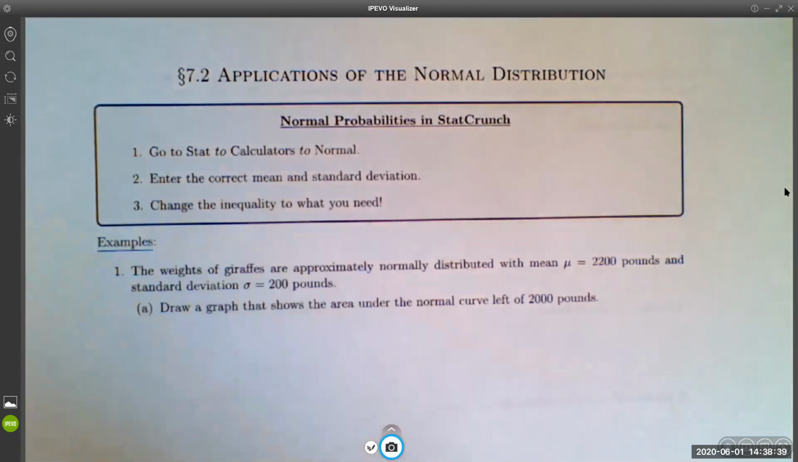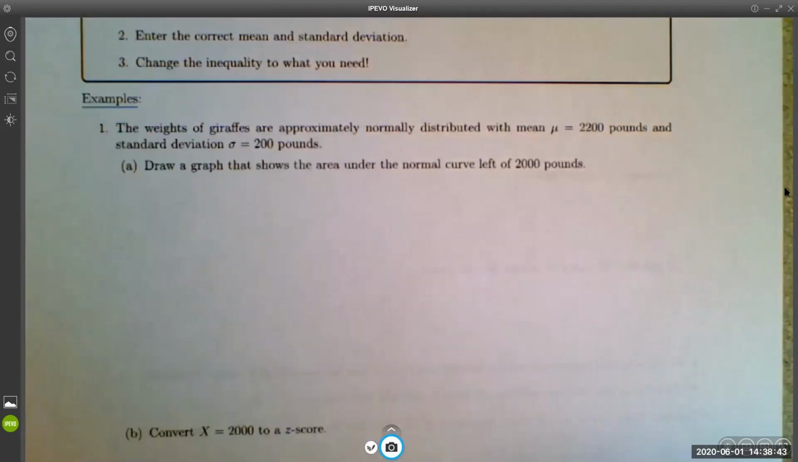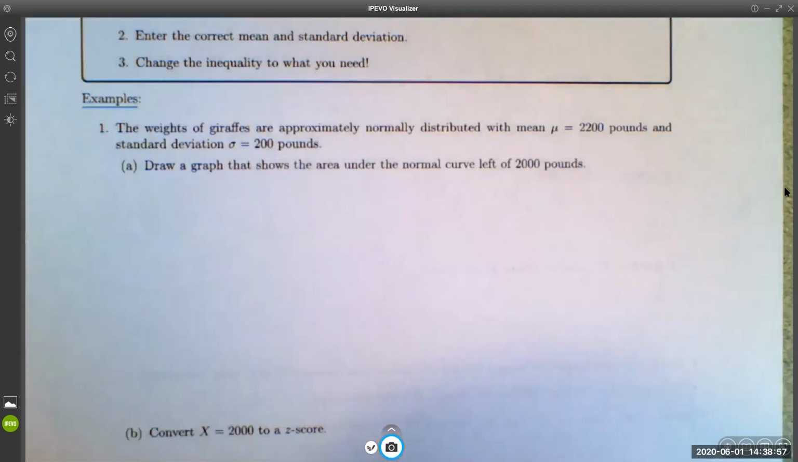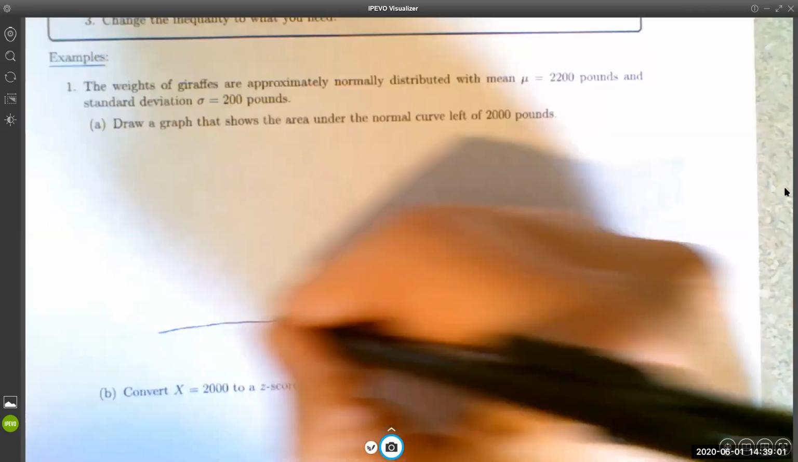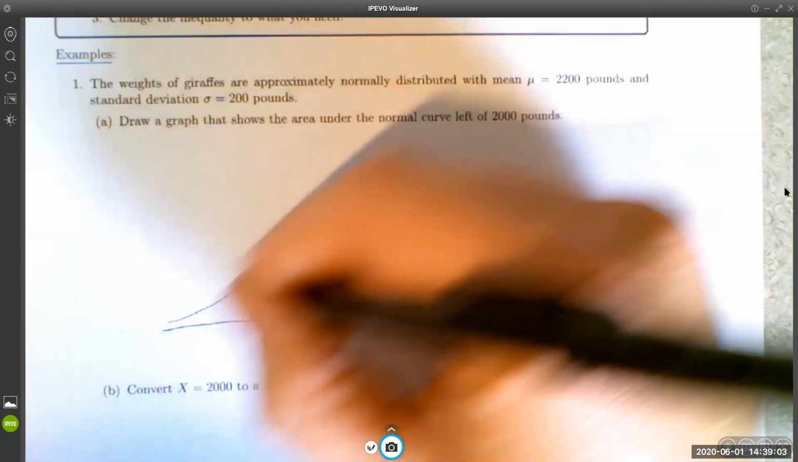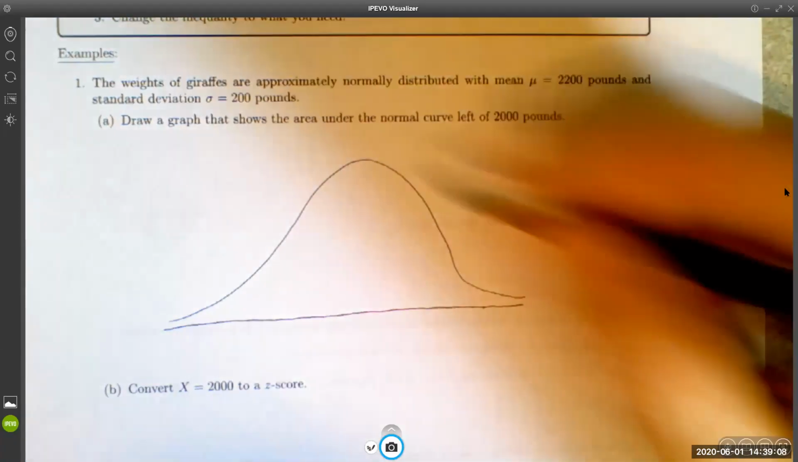So let me give you an example. This one says the weights of giraffes are approximately normally distributed with mean 2,200 pounds and standard deviation 200 pounds, just like that example we saw at the end of 7.1. And then part A says draw a graph that shows the area under the normal curve left of 2,000 pounds. We've actually kind of drawn something like this, but I think in the example in 7.1, we were drawing the area to the left of 2,100 pounds. So it's a little different.